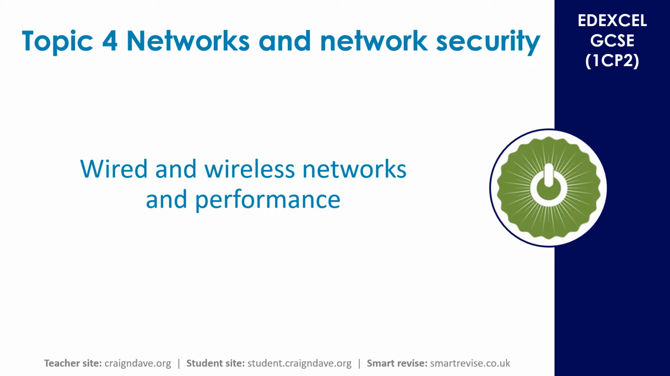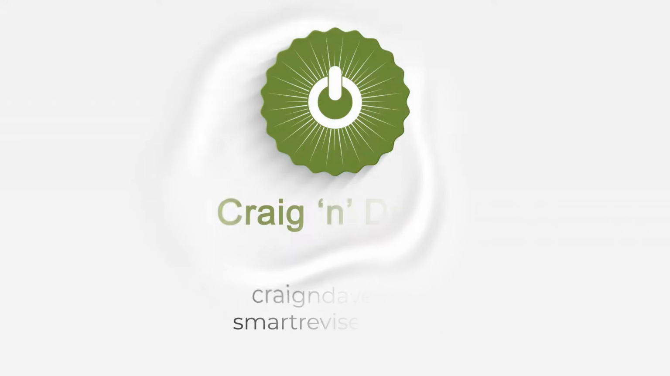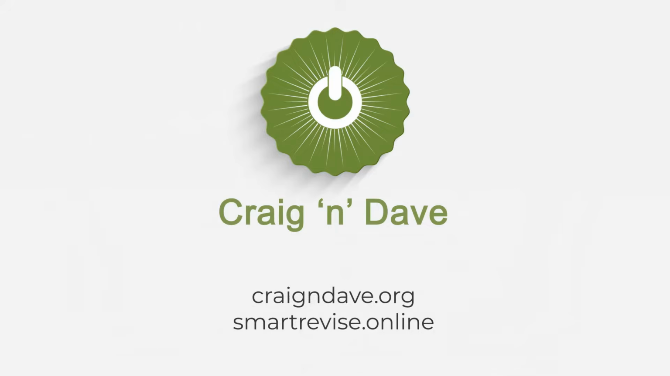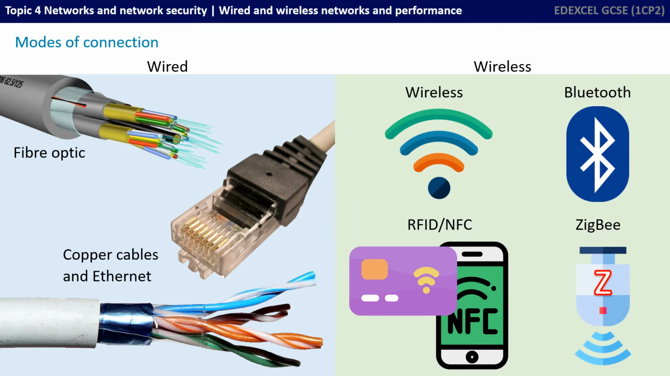In this video, we provide a brief introduction to wired and wireless networks and talk about their performance. Now, there are many different modes of connection, and these fall into two broad categories, wired and wireless. In terms of wired, you need to know about fibre optic and copper cables and the protocol Ethernet. For wireless, you need to know about wireless, Bluetooth, RFID and NFC, and ZigBee, and we'll go through these now.